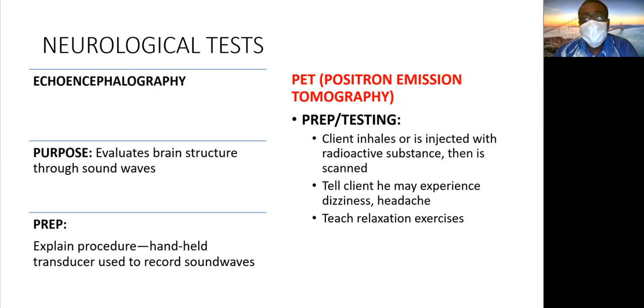There's also your PET test, or the positron emission tomography. This is used to assess metabolic and physiological functions of the brain. You could also use it to diagnose a stroke, a brain tumor, epilepsy, Parkinson's disease, and head injury. So a client inhales or is injected with a radioactive substance, and then you carry out your scan. Tell the client he may experience dizziness, headaches, and also you want to teach him relaxation exercises to keep him calm.